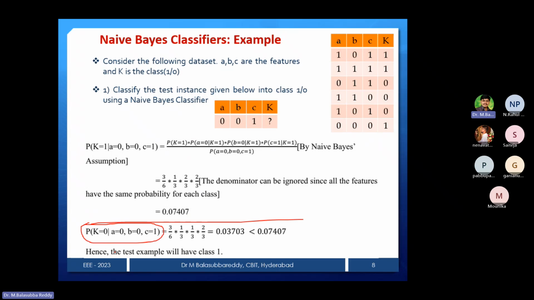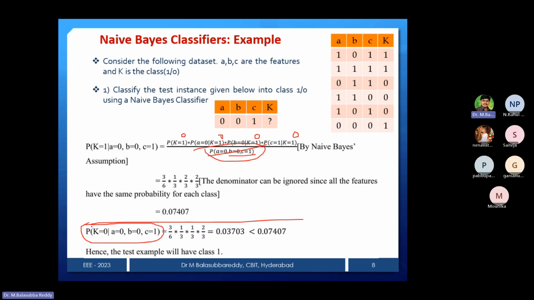Now I'm checking with A is 0, B is 0, C is equal to 1. What is the probability of K to get 0 value? For that case, again the same formula, but the formula will be modified. K is equal to 0: probability of K is equal to 0 and A is 0. Wherever 1 is there, you make it a 0 K case. Because the denominator is there anyhow, I'm not taking that portion. The numerator is sufficient to compare.